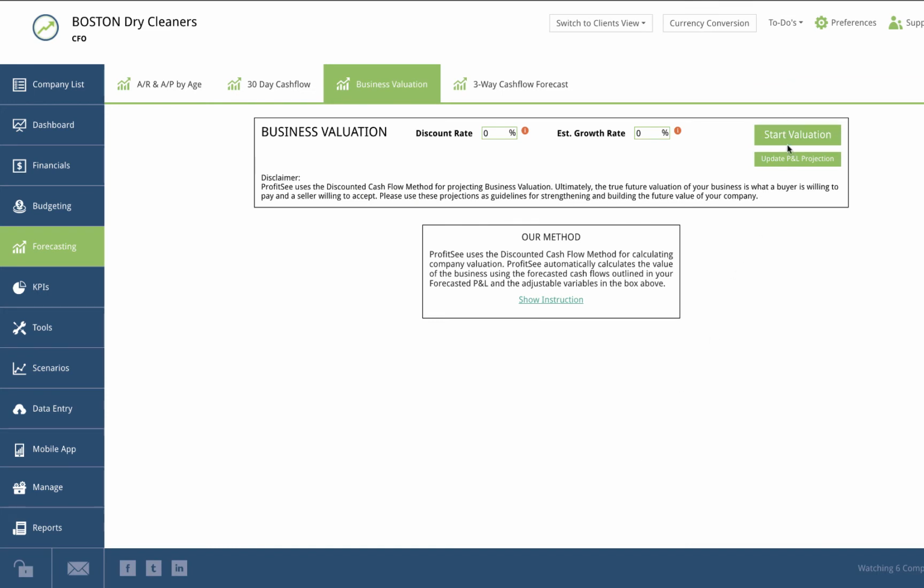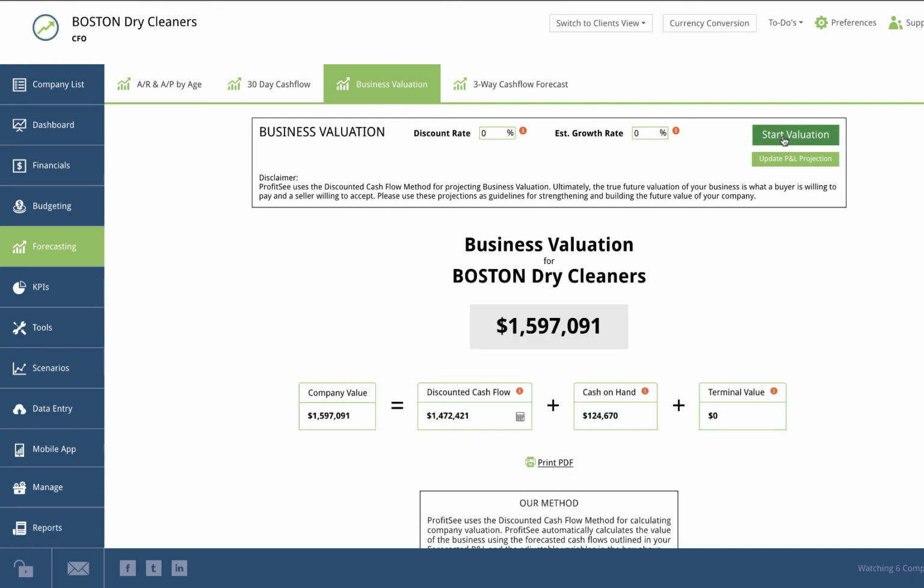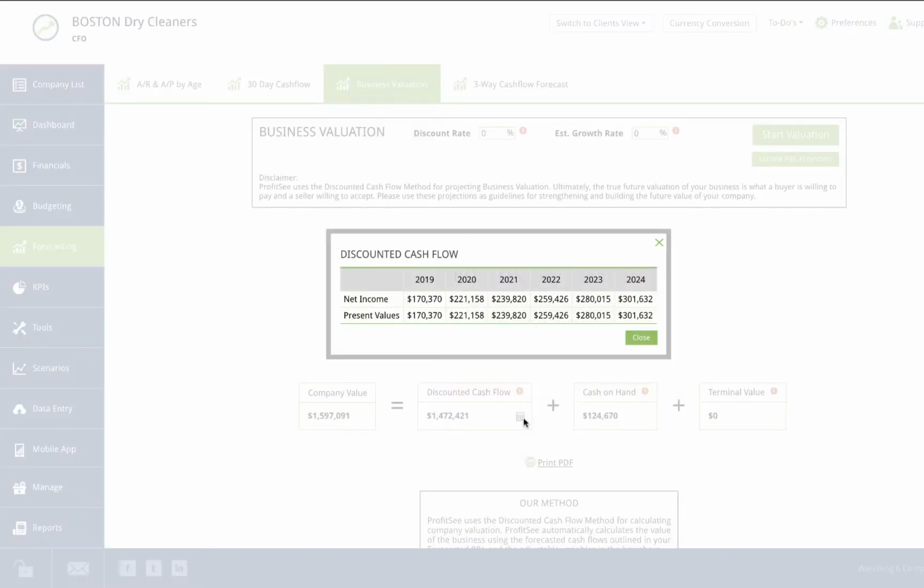Now click Start Valuation to see a projection of what the business is worth. The company's valuation will be listed in bold with an explanation of the formula used below. The discounted cash flow takes the forecasted cash flows for the next 5 years based on the profit and loss projection you updated to calculate their present value. The small calculator icon will show you the projected net income for the next 5 years and the present values.